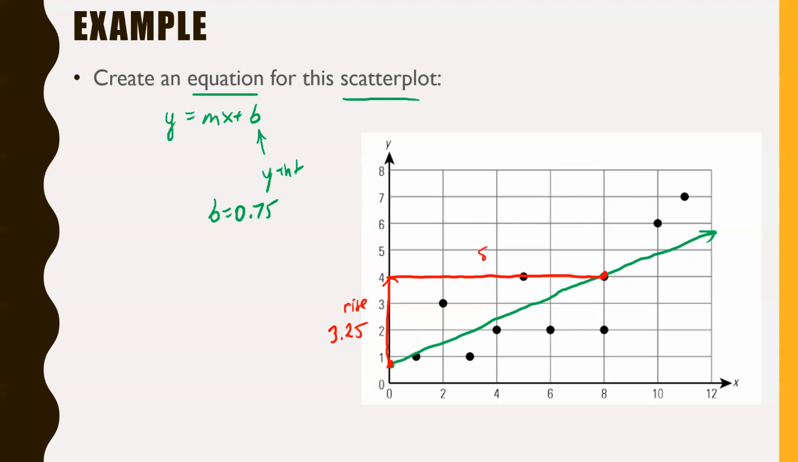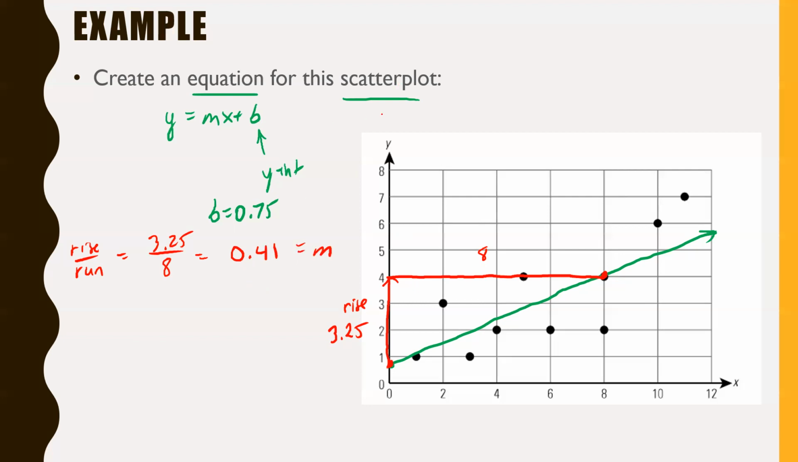Well, that's a much more obvious number. That's just going to be 8. So in terms of a rise over a run, I would say my rise over run is 3.25 over 8. That's probably not going to be a nice decimal, but let's see. 3.25 divided by 8. Yeah, it's pretty bad. So you know what? I'm going to just round it to the nearest hundredth. I'm going to say that's about 0.41. That'll be my m value, right?